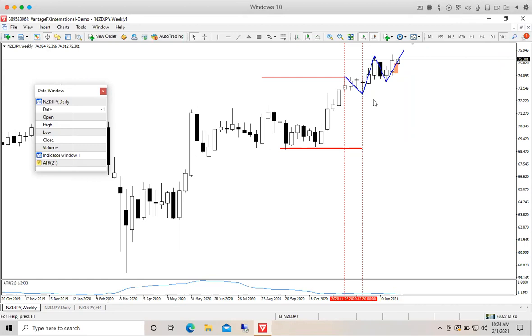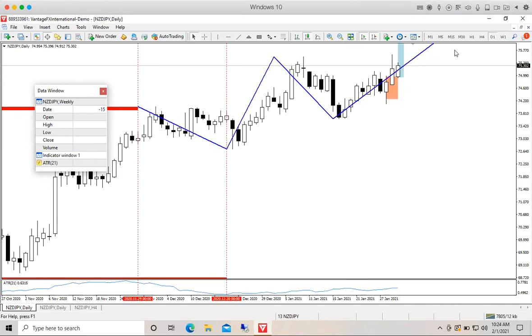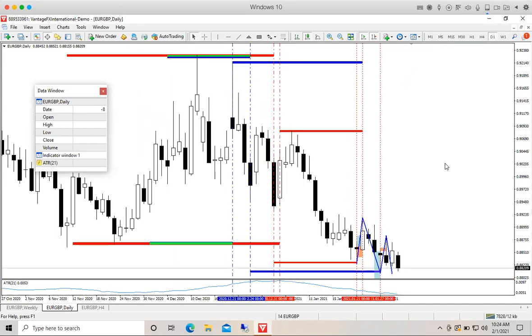So let me just also point out that should we get this higher close at the end of today, we'll immediately be able to trail our stop using the 2-5-step rule to below Friday's low. Right, that's the end of the yen crosses.